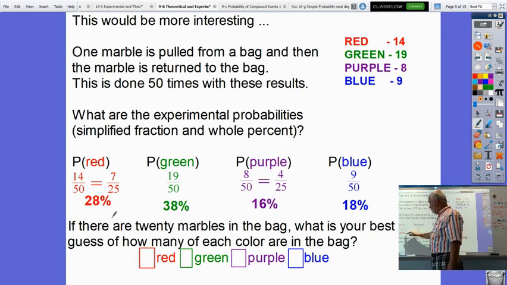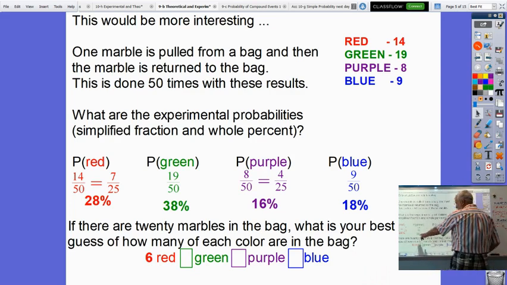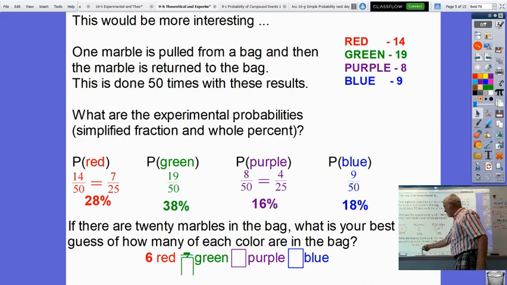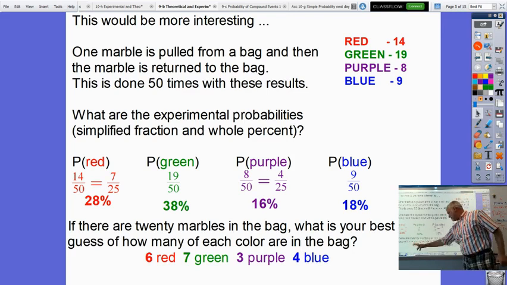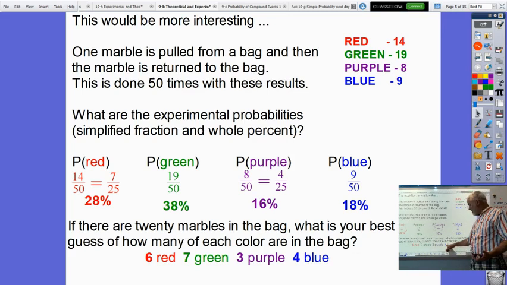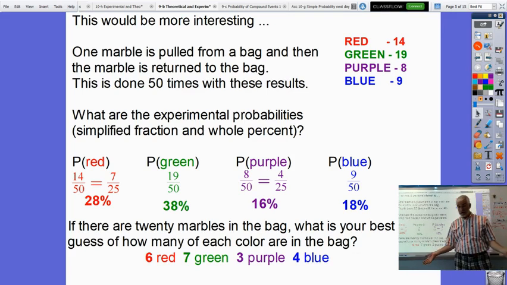You would basically divide each percent by 5. So this one's going to be 28 divided by 5, which is somewhere between 5 and 6, right? 5 or 6. This one is going to be 7 or 8 greens. The purple, 16%, is about 3 then, and 18%, 3 or 4. And you could tweak these a little bit, right? You only did it 50 times. Maybe this is 7 and this is 3. But this is a good guess based on the experiment that you did. You think, oh, there's 6 red, 7 green, 3 purples, and 4 blues. That's the best guess of what's in the cup.